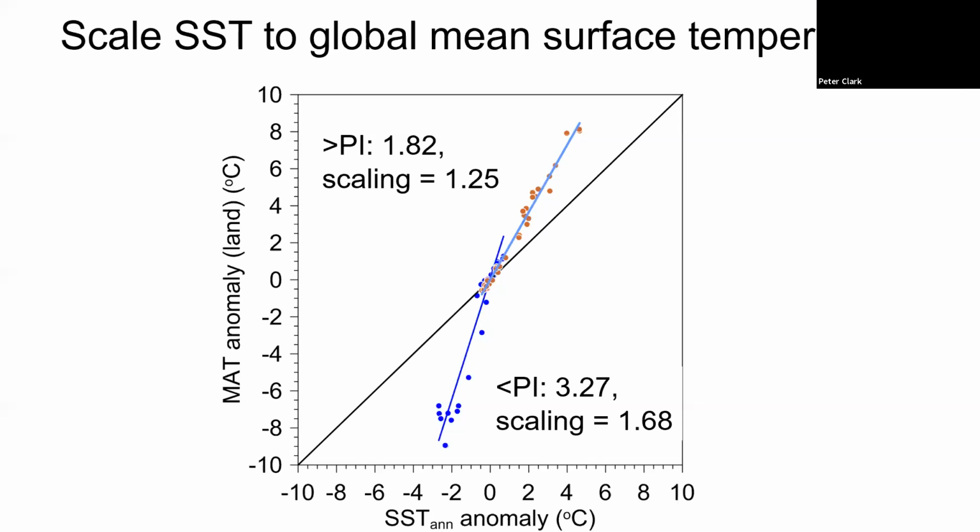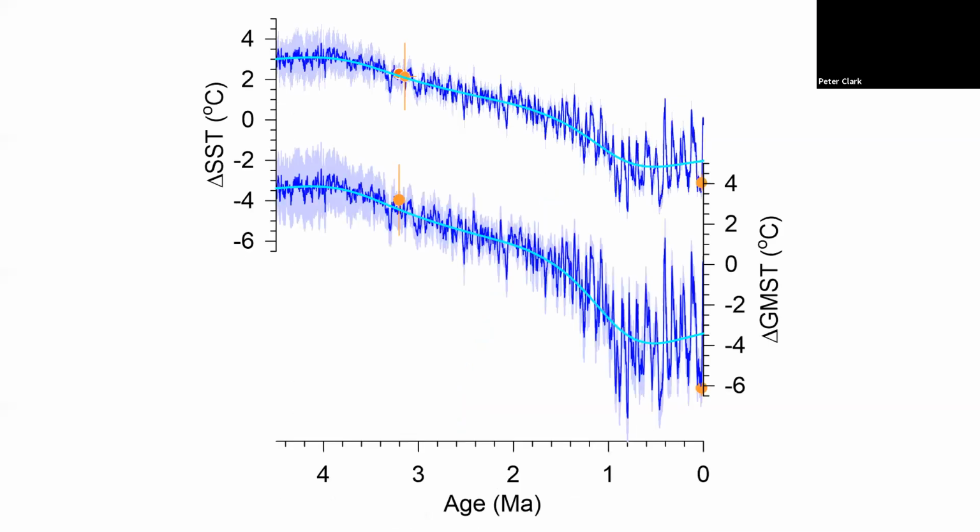And so it's going to, of course, look like the sea surface temperature reconstruction. The change in global mean surface temperature is shown on the bottom here, with the change in sea surface temperature above. But you can see the magnitude of change is greater with respect to the global mean surface temperature. And the orange dots, again, are independent estimates of global mean surface temperature at those two times. But in this case, both are based on models.